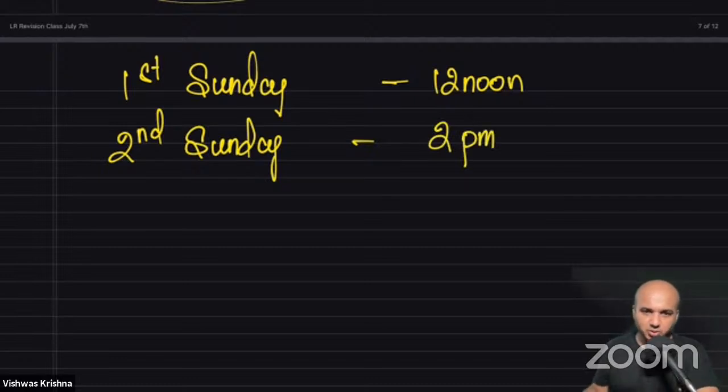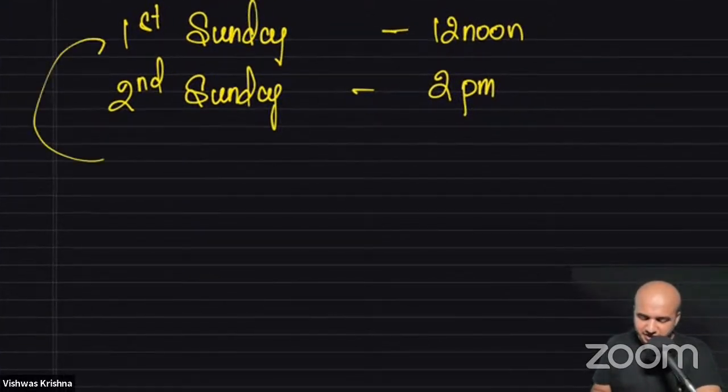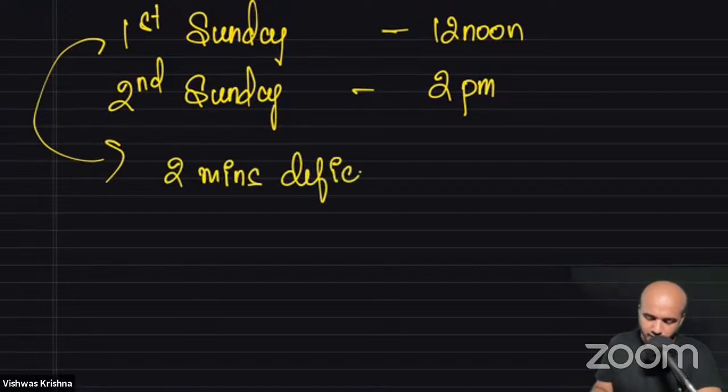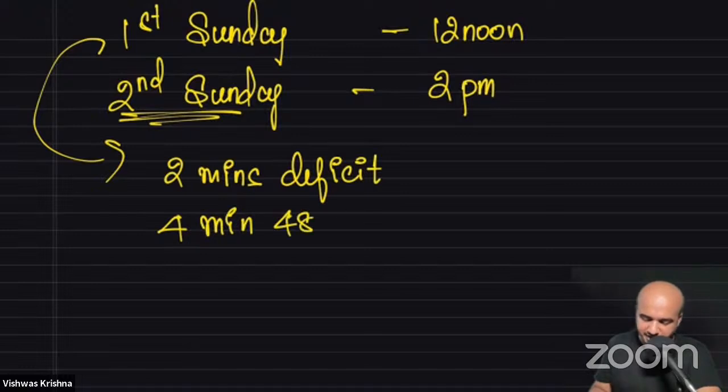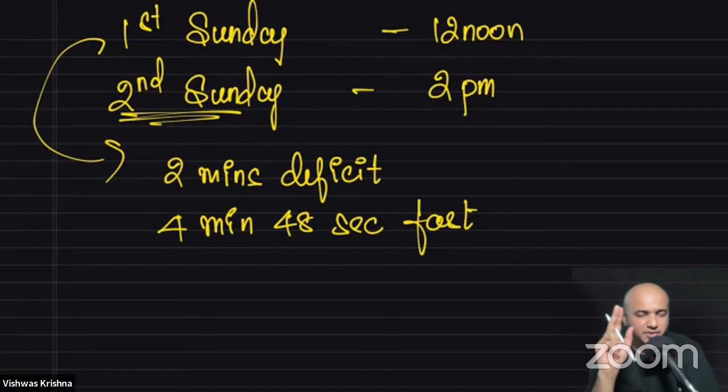That's okay. Now, on the first Sunday, there was a deficit because it was already slow, no? 2 minutes deficit. But on the second Sunday, the clock was actually 4 minutes 48 seconds fast. From deficit to fast. If it is moving from a 2 minutes deficit to 4 minutes 48 seconds fast, first of all, it should have covered the deficit, isn't it? Without being able to cover the deficit, how can you eventually show 4 minutes 48 seconds fast?